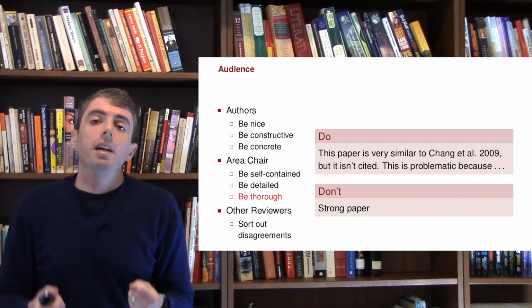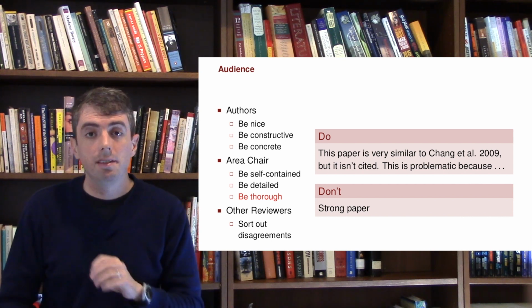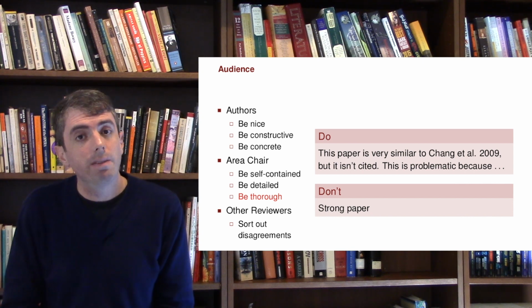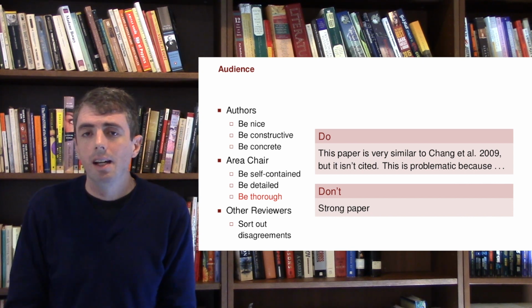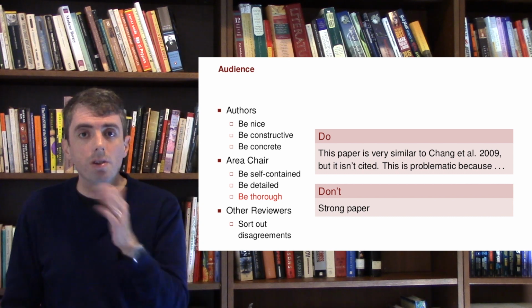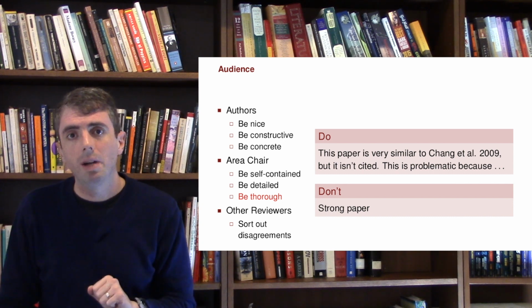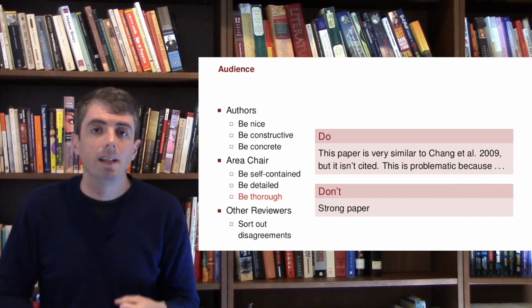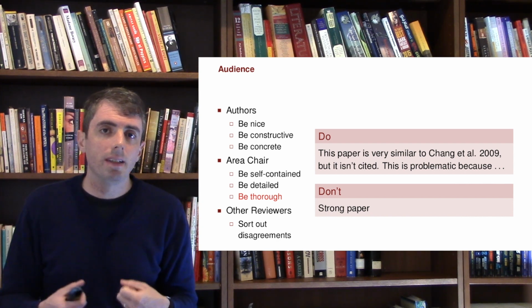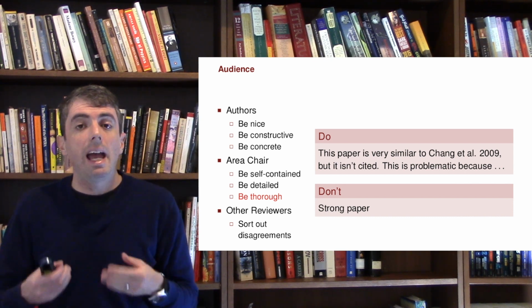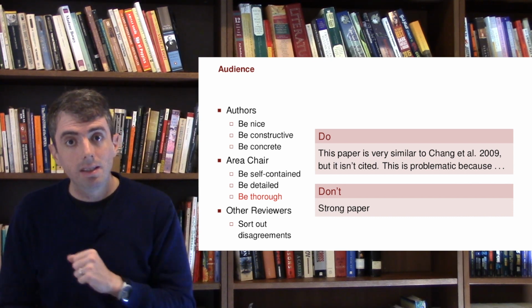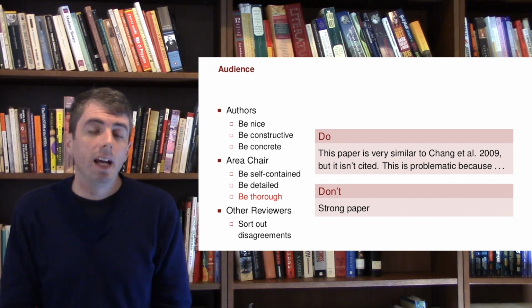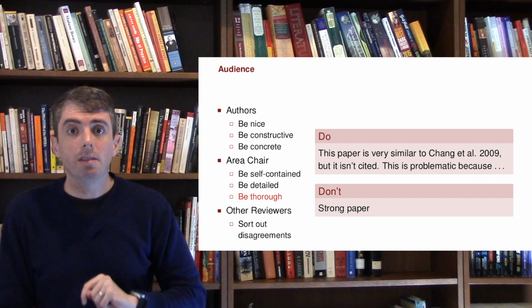And be thorough. Because the area chair has hundreds or at least dozens of papers to look through, they can't find all of the problems that you can find. So if there's an issue, it's your job to find it. It's your job to raise it. So look to see if there's work that hasn't been cited. Look to see if there are issues in the derivation or in the proofs. And if so, raise those issues and explore all of the places where there could be a problem in the paper. Even if you don't find a problem, that's important information too.